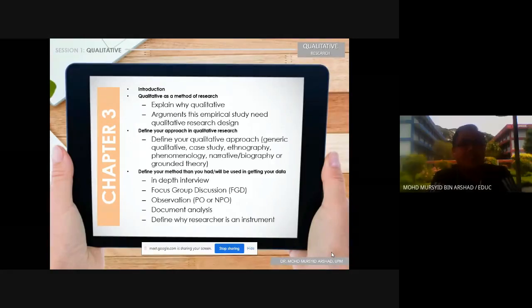Yeah, in qualitative it may be possible. Maybe your purpose of study is looking at this part, then you just rely on that theory. No problem. You can explore it.